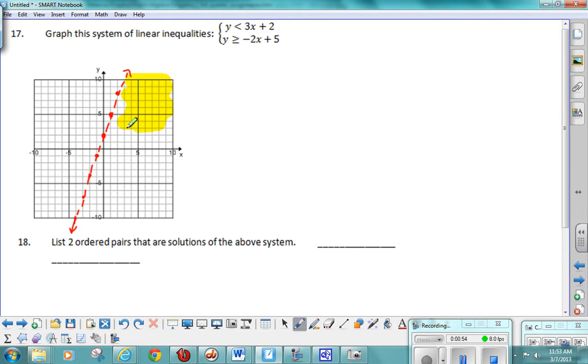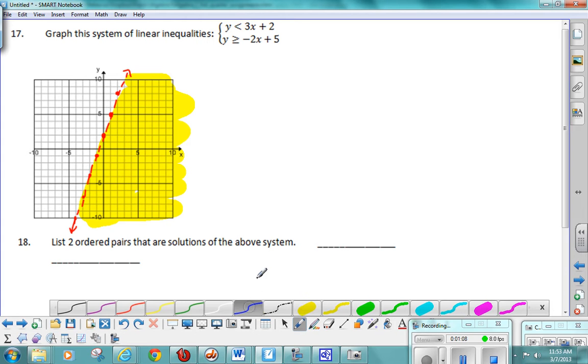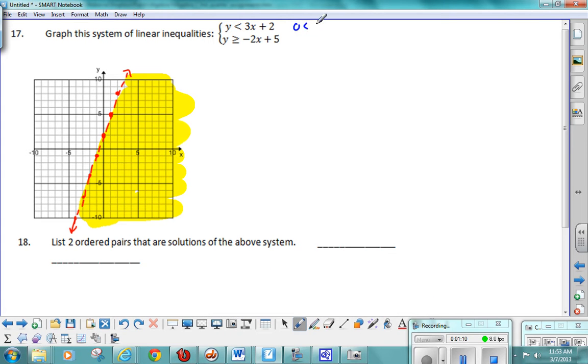If you're not sure which way to shade, you can do a test point. You could pick any point on either side of the line. 0, 0 I know is not on that line, so I could pick 0, 0. If I plugged in a 0 and a 0, just to test it, is 0 less than 3 times 0 plus 2? So is 0 less than 2? That's true. That means my 0 has to be on the shaded in part, and it is.